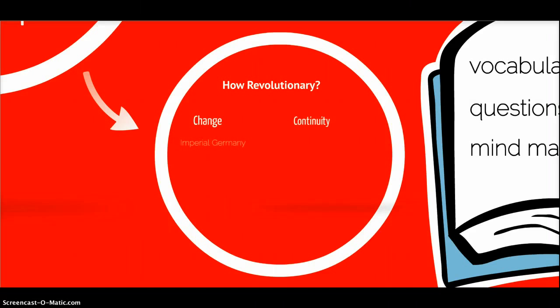So how revolutionary was the revolution? Was it a revolution? In some ways, yes. Imperial Germany fell and was replaced by an extremely democratic form of government. Women, for example, got the vote. You got universal suffrage for the first time. So in some ways, yes, it was a huge change. It was a revolution. In other ways, no.